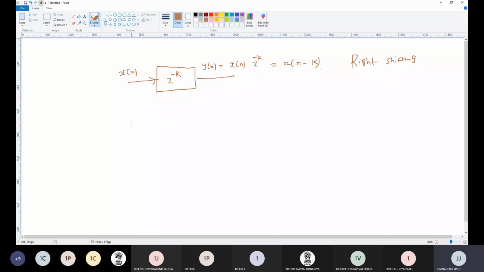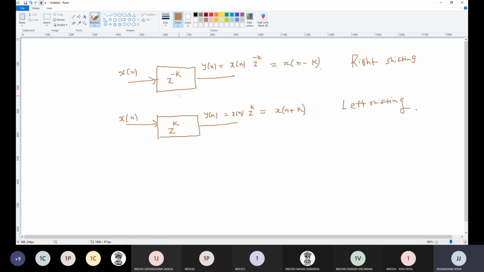Okay, and similarly, if I have a signal and I pass it through a system represented by z raised to k, it will give me y of n equal to x of n into z raised to k, that is equal to x of n plus k, which is actually left shifting. Please make note of this.